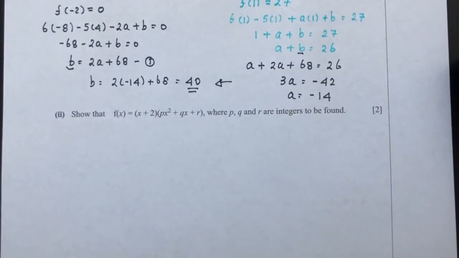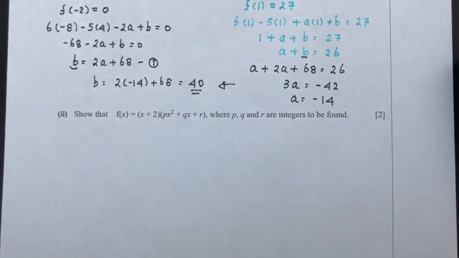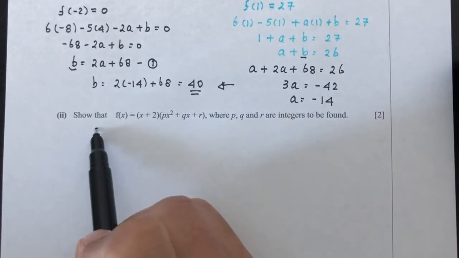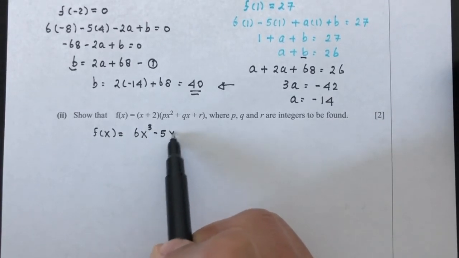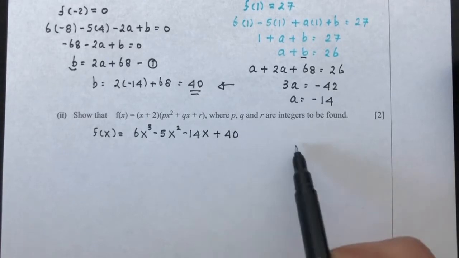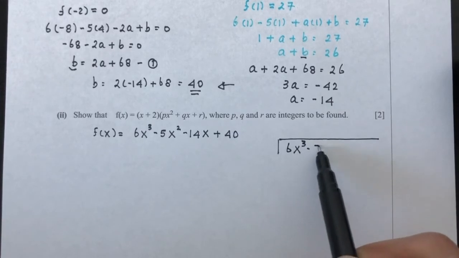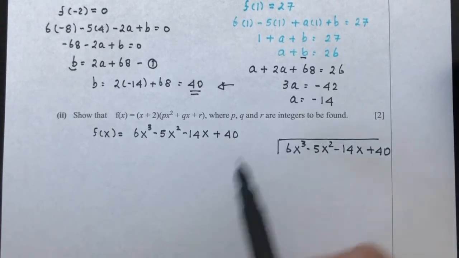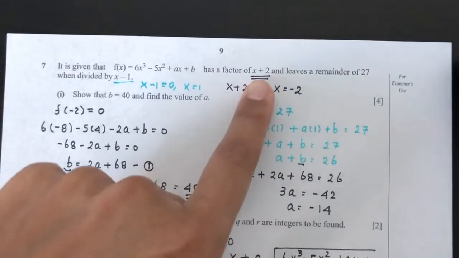Now part 2, we have to show that f of x equals something like this, where p, q, and r are integers to be found. So let's do that. So we have to do long division. So right now we know f of x is equal to 6x cubed minus 5x squared minus 14x plus b, which is 40. Let's perform long division. That will be 6x cubed minus 5x squared minus 14x plus 40 divided by your factor, x plus 2. This is given to you as your factor here, x plus 2.